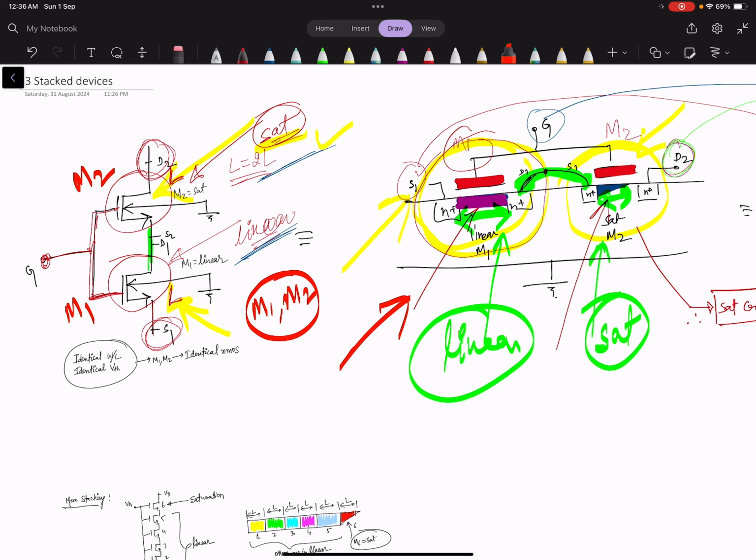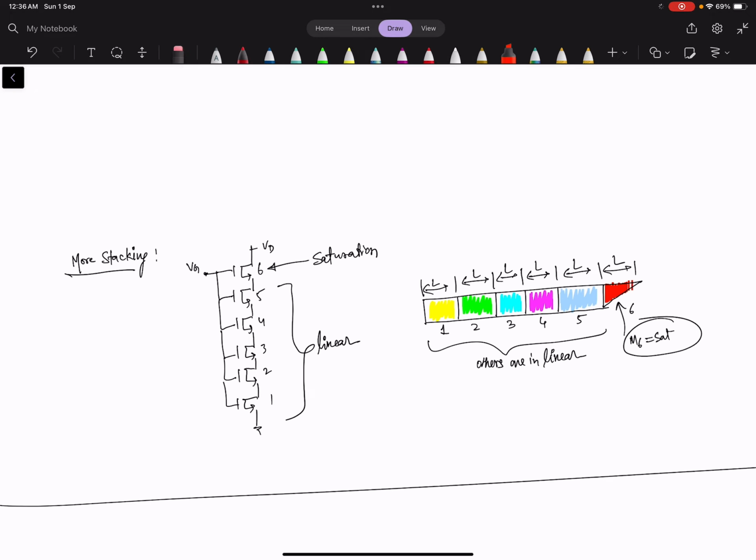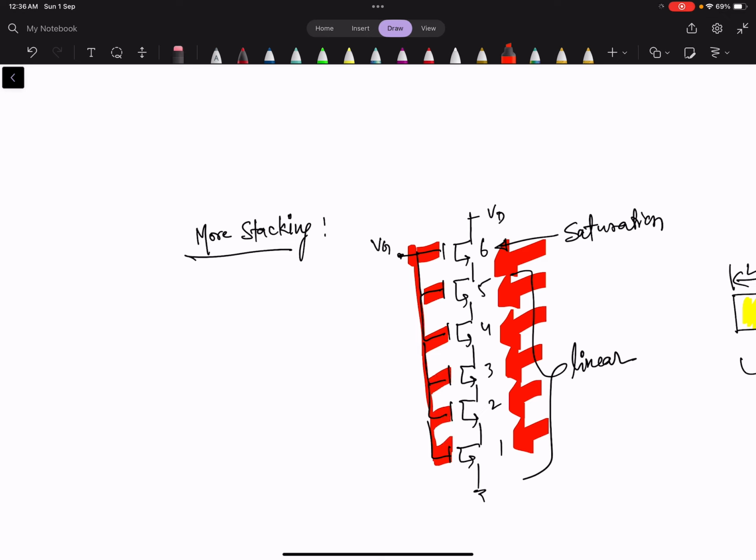Now what we can do, let's go here. Let's see we have this device. We have M6, M5, M4, M3, M2, M1. There are 6 MOSFETs that are connected in a stacked way. What is the stacked way? The gate is common for all of them, and one drain is there and one source is there, and the consecutive drain and source are connected. So in this way the total L will be 6 times of L.